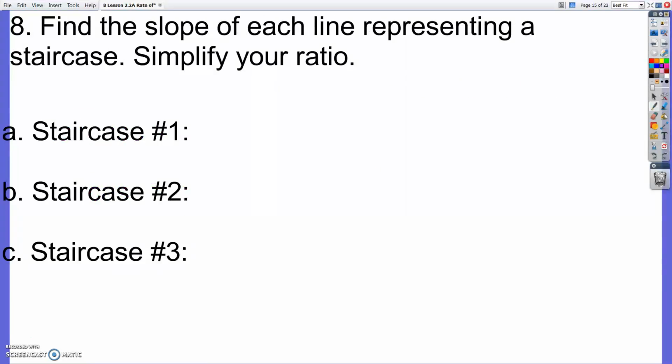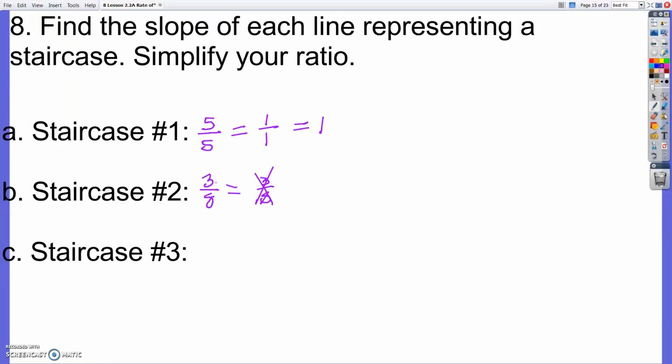So the next thing is, though, remember, ratios can be simplified. So find the slope of each line representing the staircase. Simplify your ratio. So if we look, staircase 1 was 5 over 5, which simplifies to 1 over 1, which is equivalent to just 1. Staircase number 2 was 3 over 8. This staircase does not simplify anymore, so it is just 3 over 8, and you don't even need the second one. You could just leave 3 over 8.